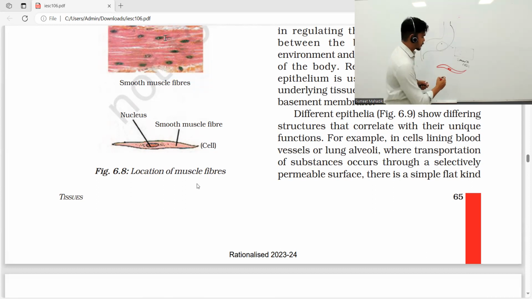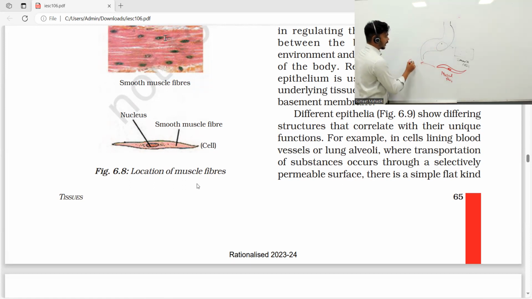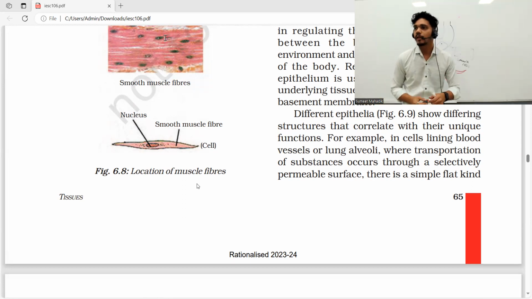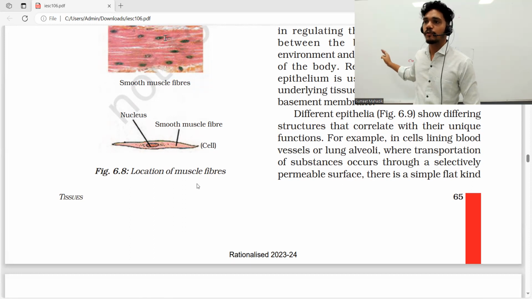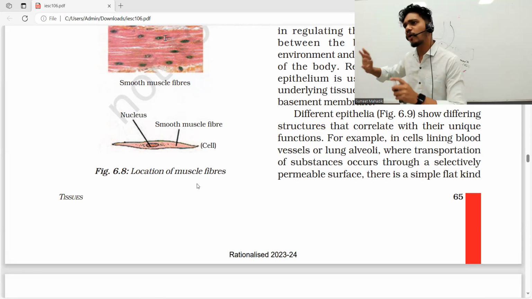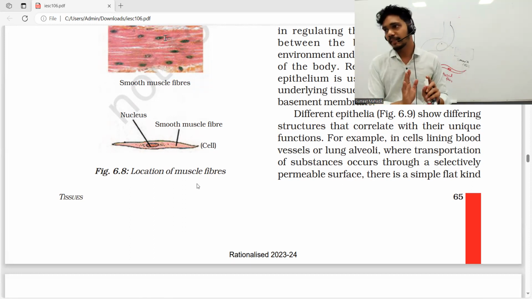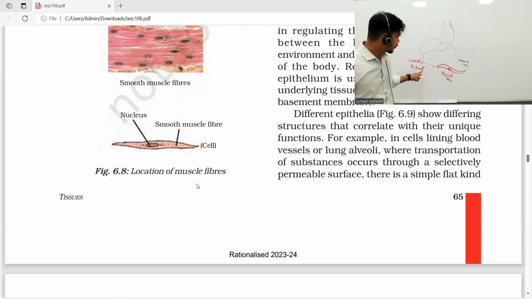What is that? Muscle fiber. So what is the function of muscle fiber? I just told you. What's that? Contraction and relaxation. So if the question asks, what is the function of muscle, then you have to write contraction and relaxation of muscle, or we can say simply contraction and relaxation. Why is it very important?